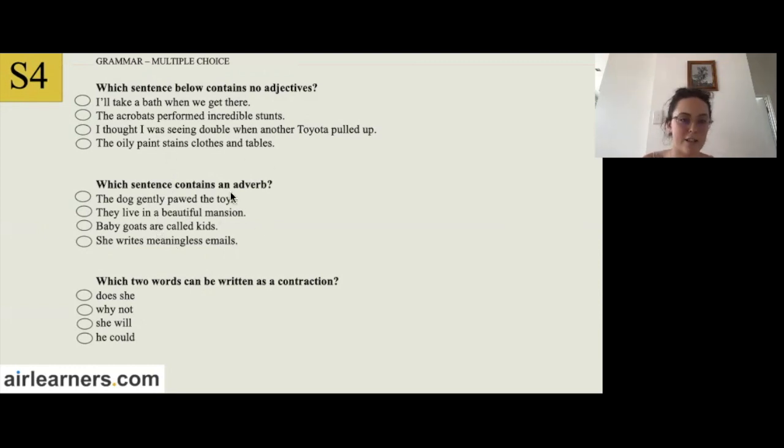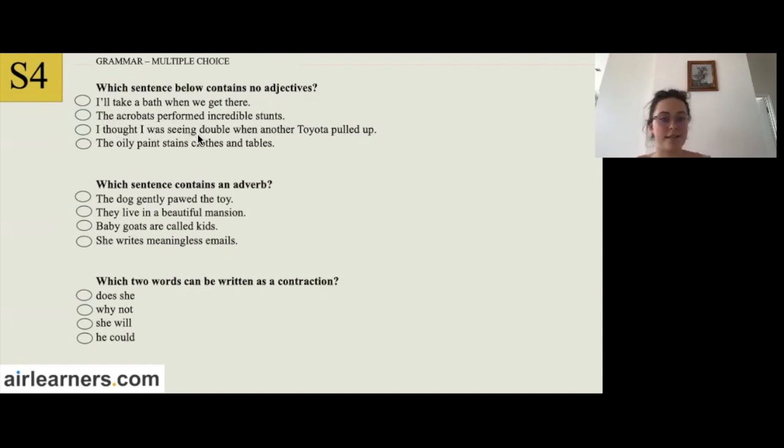Going back to the adjective question, you want to highlight or underline the adjectives because you're looking for no adjectives. So where you see an adjective, underline it. So I'll take a bath when we get there. I can't see any there for the time being. The adjectives performed incredible stunts. Underline the incredible, that's an adjective, it's describing the stunts.